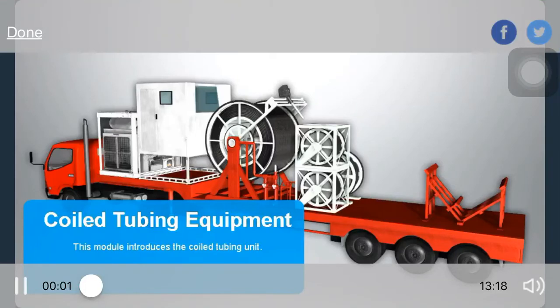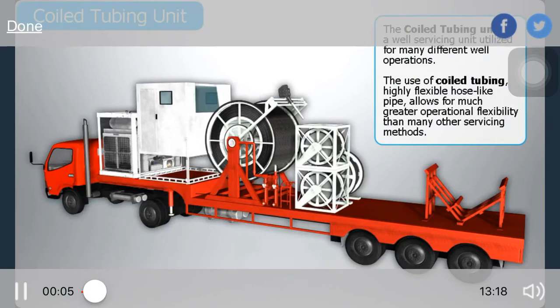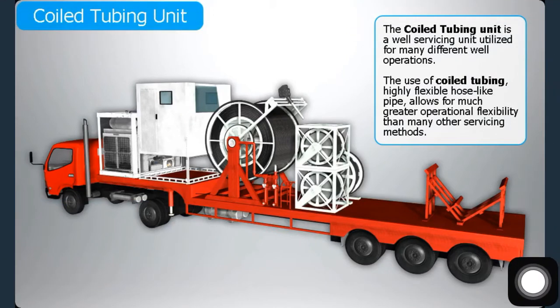This module introduces the coil tubing unit. The coil tubing unit is a well servicing unit utilized for many different well operations. The use of coil tubing, highly flexible hose-like pipe, allows for much greater operational flexibility than many other servicing methods.